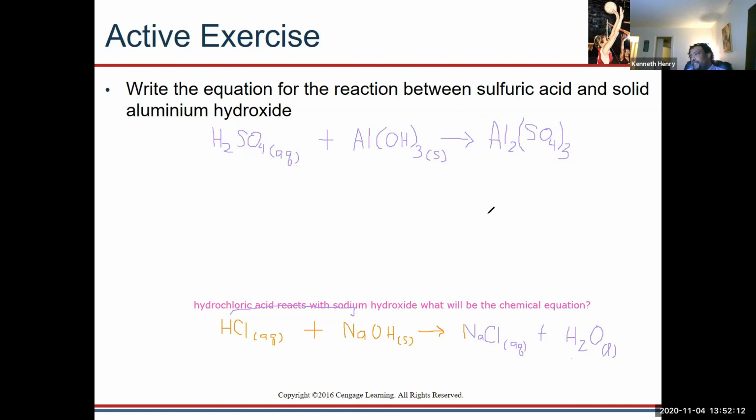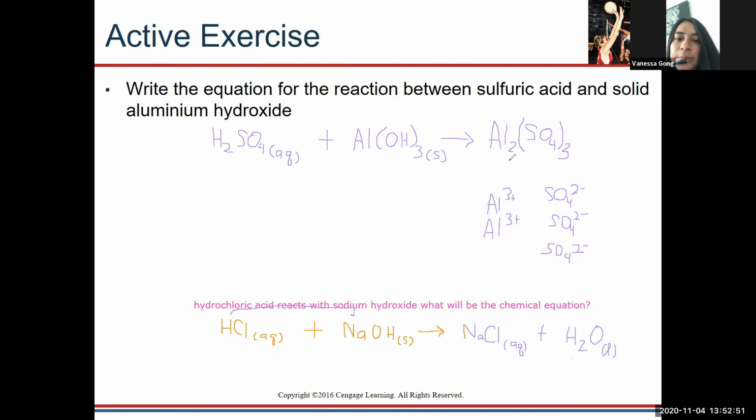So if we have 2 aluminums, that's Al3+, Al3+. So that's a +6 total. So we'll need 3 of these guys to balance it out. Oh, got it. Okay, so that's one product.